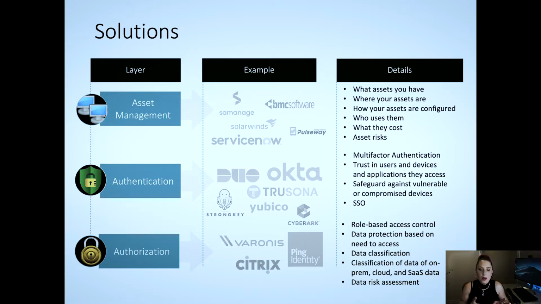So check it out. Yubico, of course, is in this area. Strongkey, they're doing some cool things, as well as Cyberark with their platform. Authorization, this is role-based access control. Data protection based on your actual need to access it, classifying that data, classification of data no matter where it is, if it's on-prem, in the cloud, SaaS, and performing a data risk assessment. There's some players here like Varonis and Ping Identity.